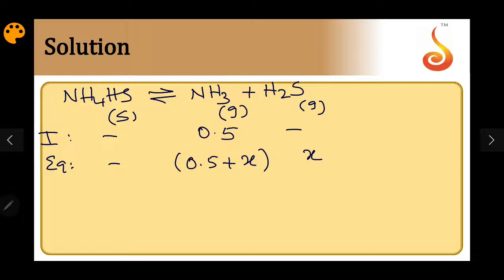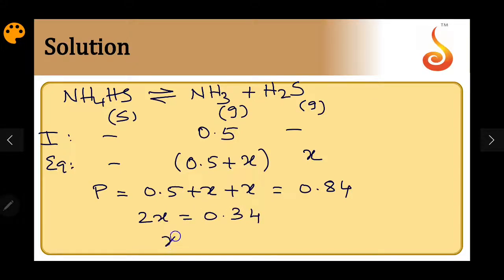The total pressure is given as 0.84. So total P is 0.5 plus 2x, which is equal to 0.84. If I take 0.5 to the other side, 2x is equal to 0.34, so x is equal to 0.17 atmosphere. I get the amount of ammonium hydrogen sulfide decomposing to give 0.17 atmosphere of H2S and 0.17 atmosphere of ammonia. So the total is becoming 0.67 atmosphere of ammonia.